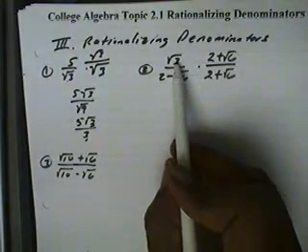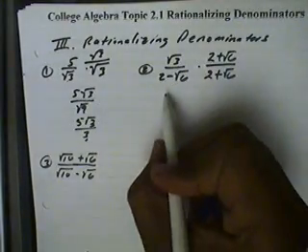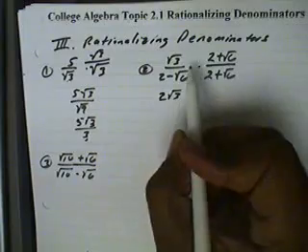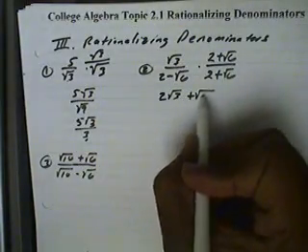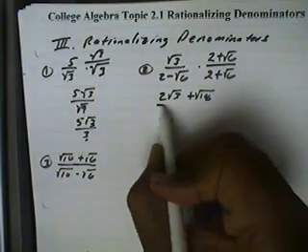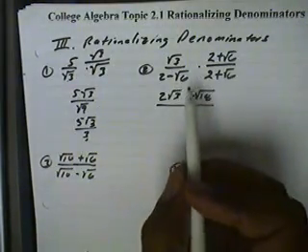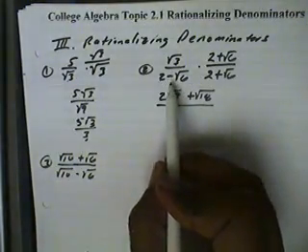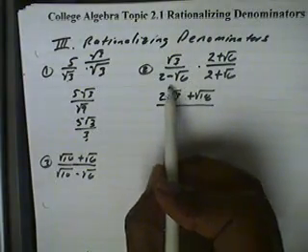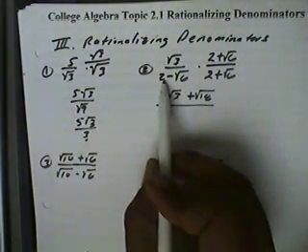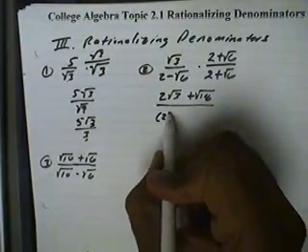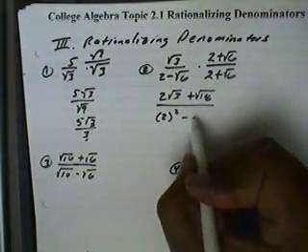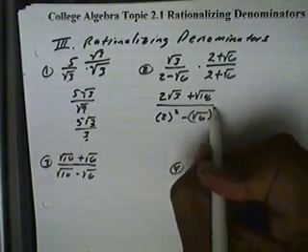So square root of 3 times the 2 gives us 2 square root of 3. And square root of 3 times the square root of 6 gives us the square root of 18. Now, in the denominator, these are conjugates, so when we FOIL we're going to get a squared minus b squared. So a squared will be 2 squared, minus b squared, which will be the square root of 6 squared.